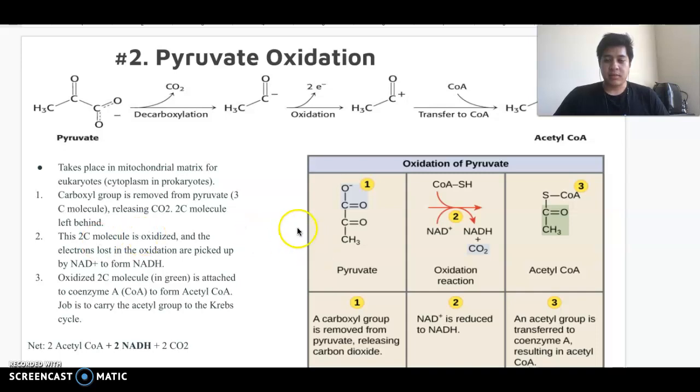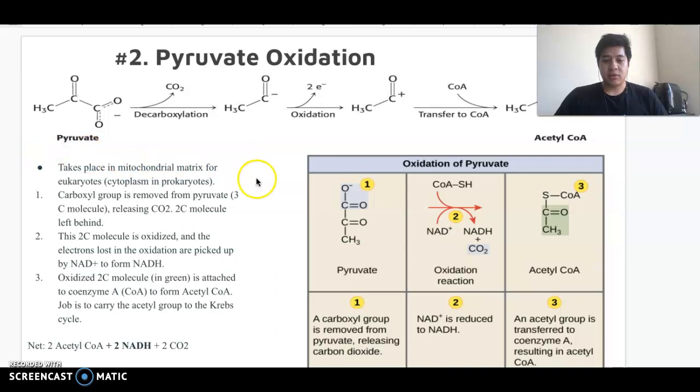So from here, we can move on to pyruvate oxidation. This up here is the general pathway that occurs. You have pyruvate. It's going to undergo decarboxylation, oxidation, and transfer to CoA to form acetyl-CoA. If you recall, in last week's presentation, we went into more depth for pyruvate oxidation. So I'm just going to give a shorter version of what's going on here.